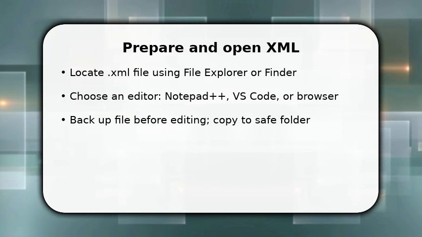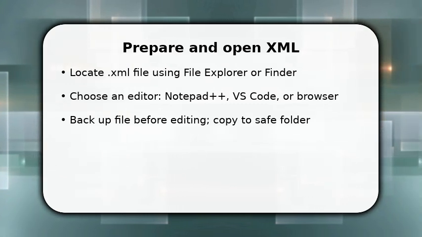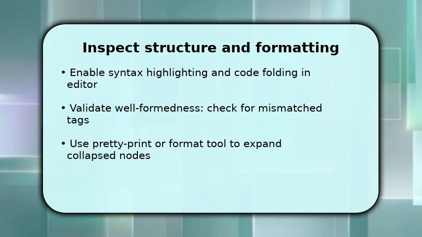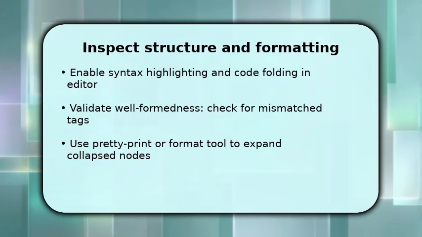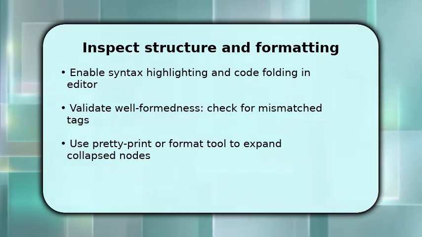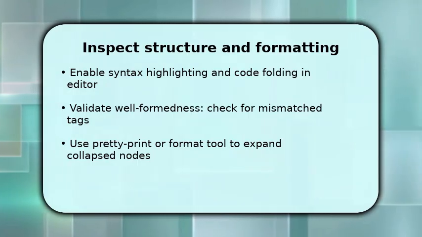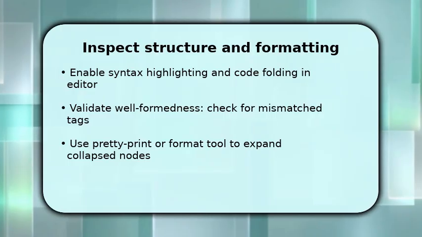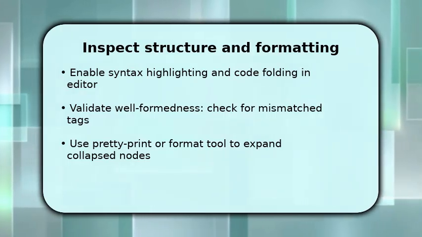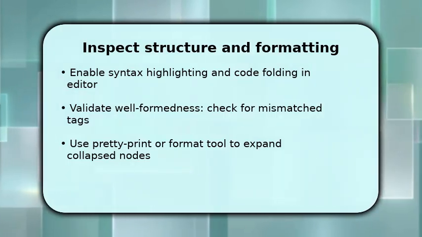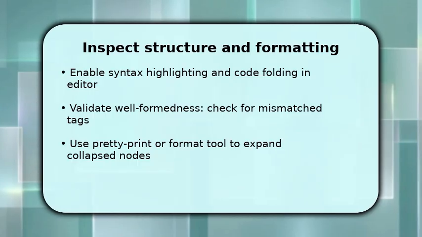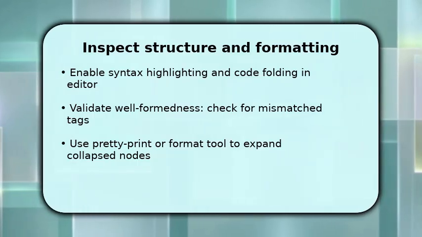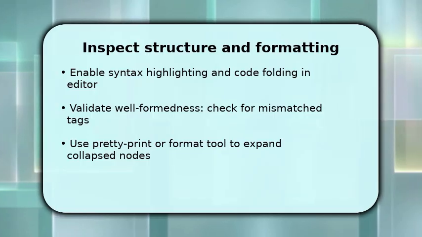Now inspect the XML hierarchy by enabling syntax highlighting and code folding so tags and attributes stand out. You want to confirm it is well-formed. Look for missing closing tags, unescaped ampersands, or broken attributes. Use the editor's format or pretty print command to indent nested elements, which makes relationships clear. If the file is large, search for root elements and namespaces. This helps you understand schema intent.